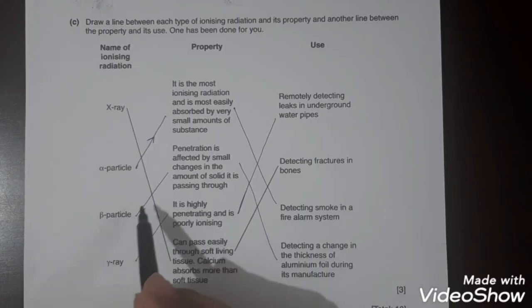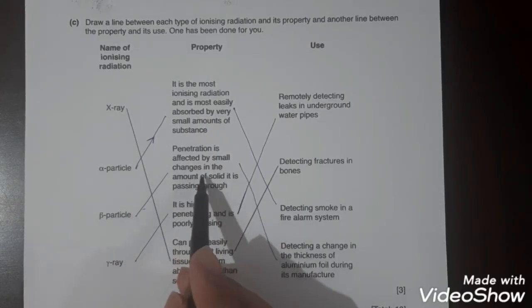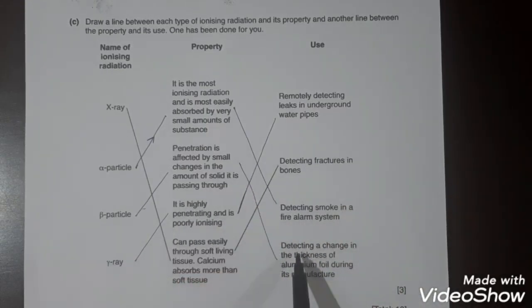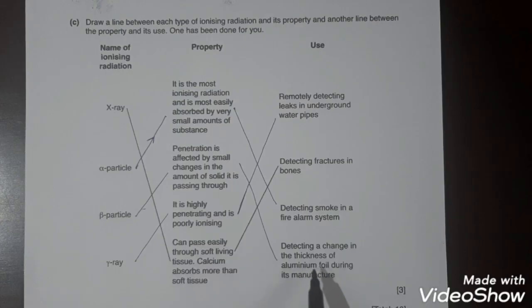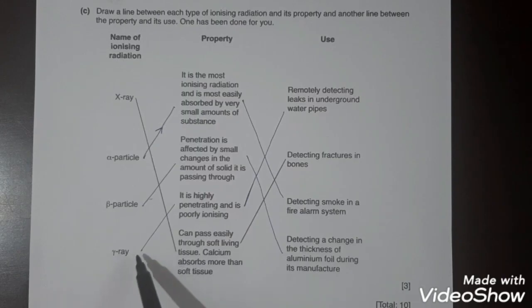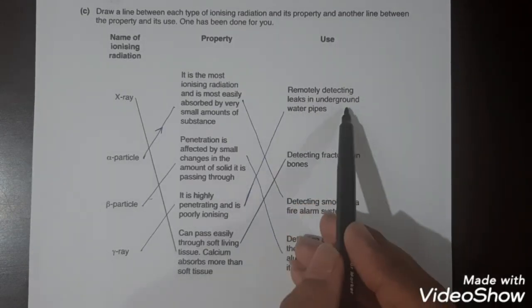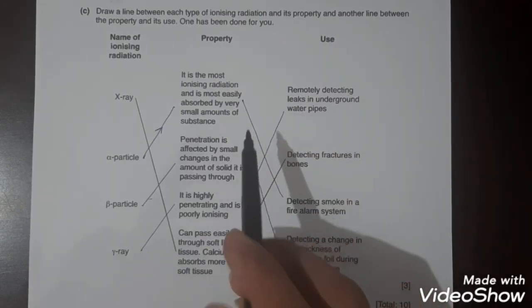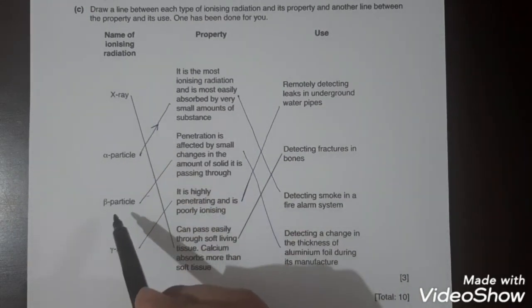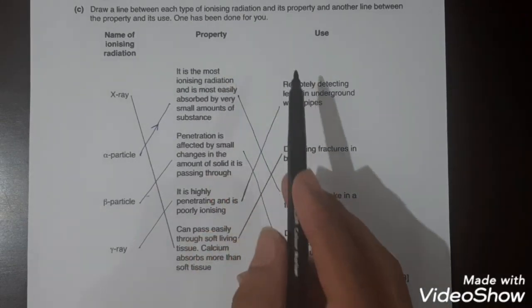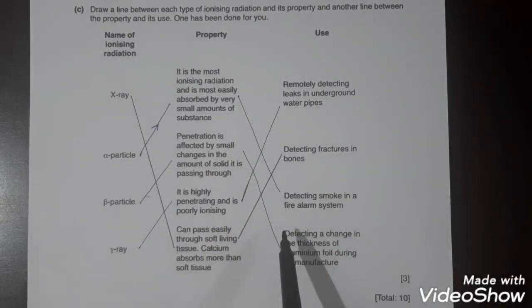Then beta particles property is penetration is affected by small changes in the amount of solid it is passing through, and the use is detecting a change in the thickness of aluminum foil during its manufacture. Then gamma rays property is it is highly penetrating and is poorly ionizing, and its use is remotely detecting leaks in underground water pipes. So this is how we will connect alpha, beta and gamma rays with these three properties, and then connect the properties with its uses. So this is the final answer.